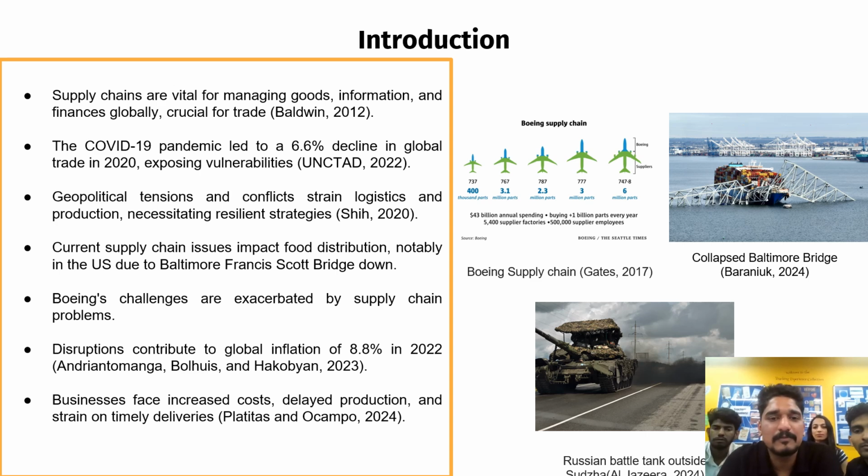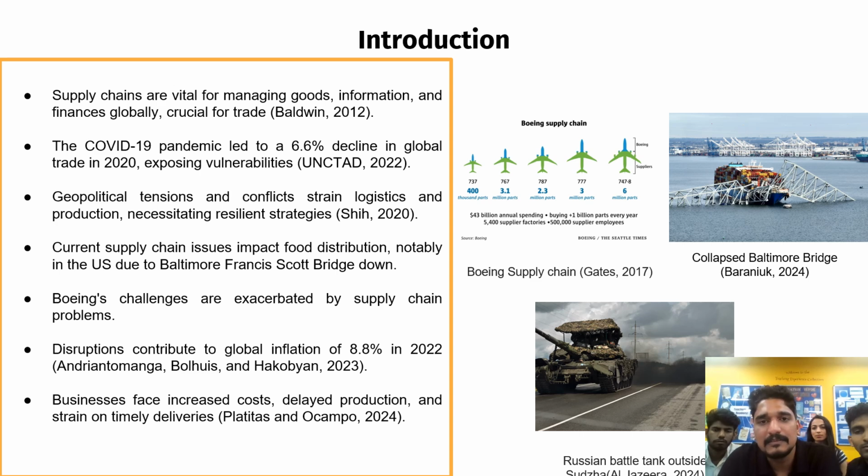Supply chains are essential for managing the flow of goods, information, and finances across the globe, making them critical for international trade. The COVID-19 pandemic exposed vulnerabilities in these networks, leading to significant declines in global trade. Additionally, geopolitical tensions and conflicts such as those in Ukraine have further strained logistics and production processes, emphasizing the need for more resilient strategies. The collapse of the Baltimore Francis Scott Key Bridge in the US serves as a stark example of how current supply chain issues can severely disrupt food supply.